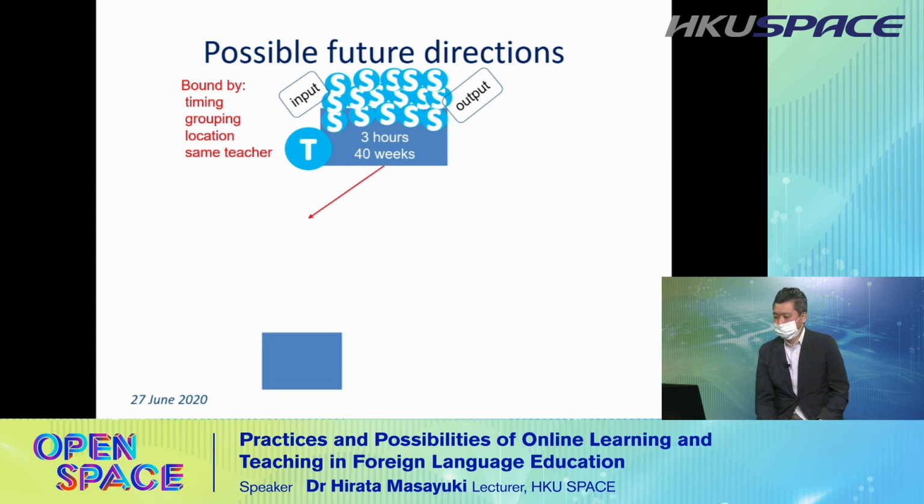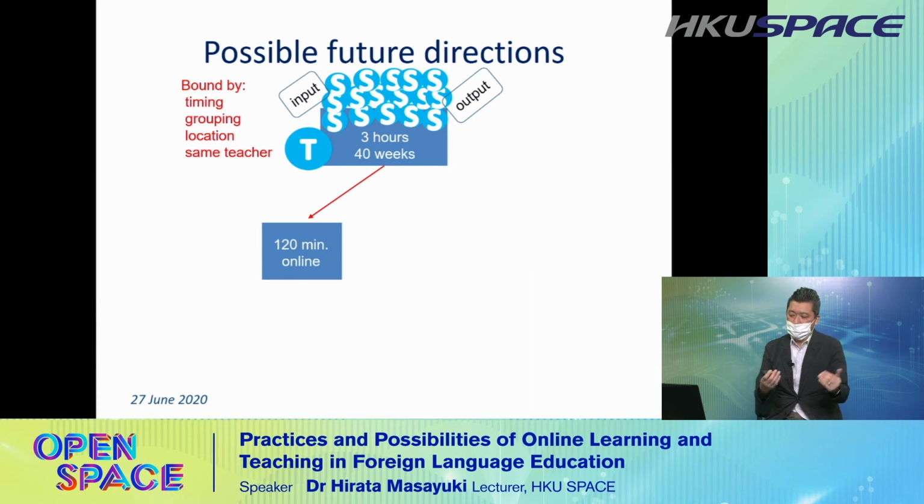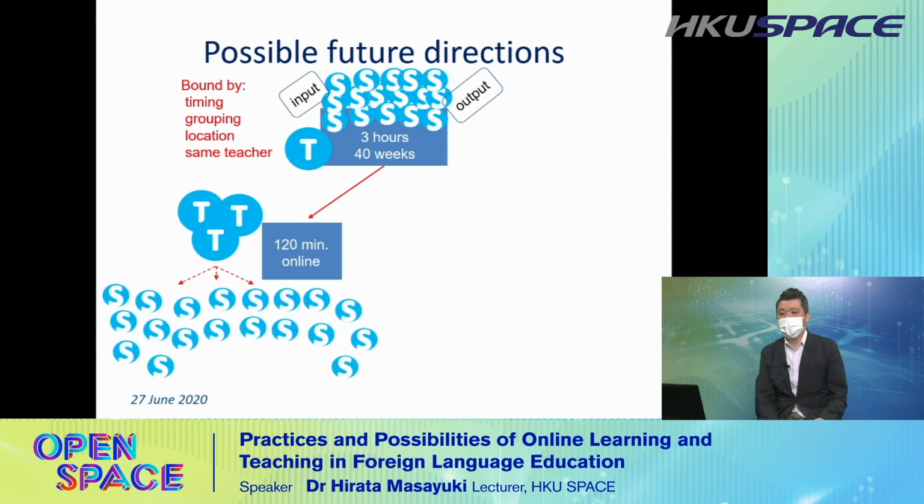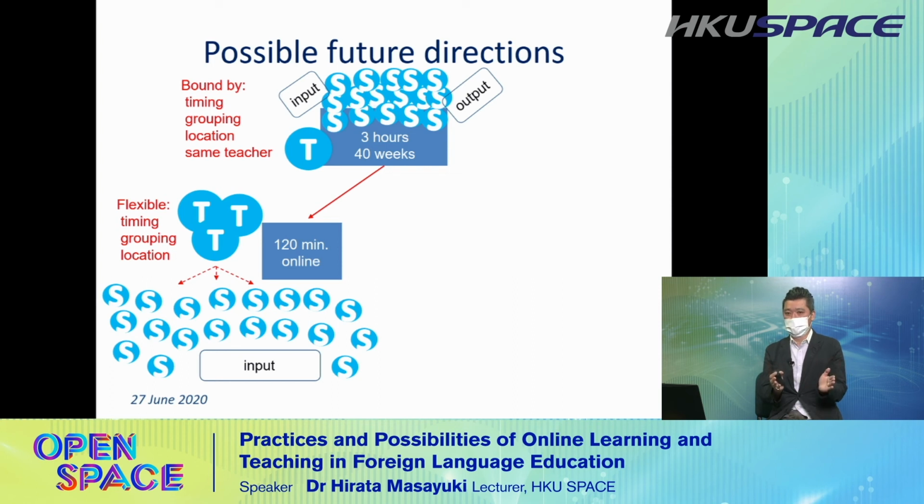So my suggestion, the time is just an example. For example, 120 minutes online, and then we select teachers who are good at delivering online content to students. And this can be done online with many students, and this should be mainly the input. So this is more flexible in terms of timing and also grouping and location, which are the features a lot of the students liked during these 15 weeks of our trial.